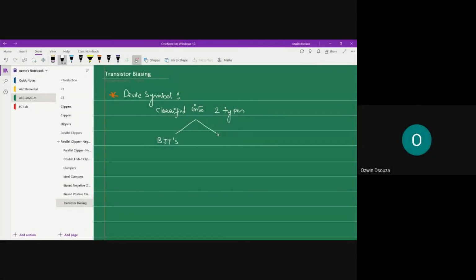BJTs and FETs. All right. So BJTs are bipolar junction transistors, and FETs are field effect transistors. Okay. So what I will do, side by side, let me list out the differences between the two, BJTs and FETs. Okay.